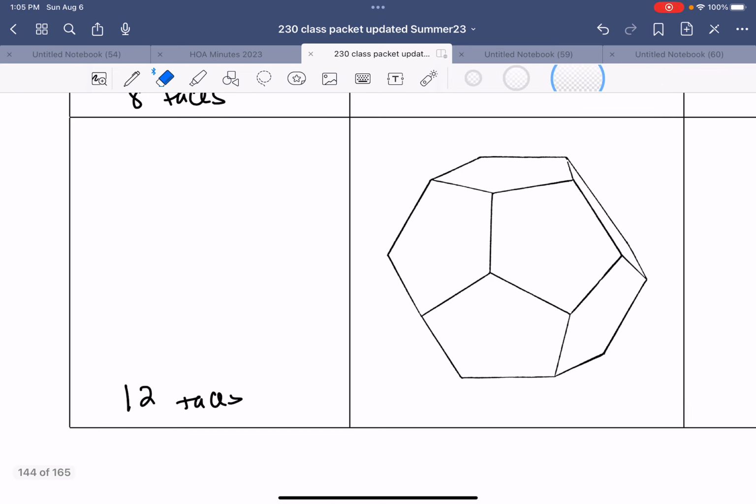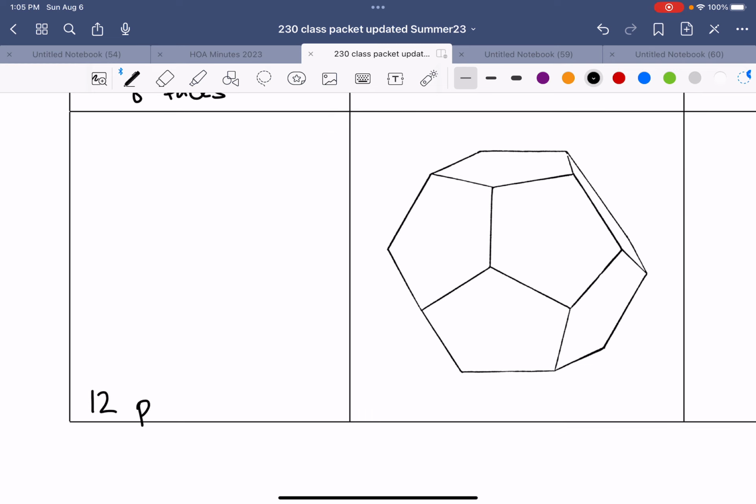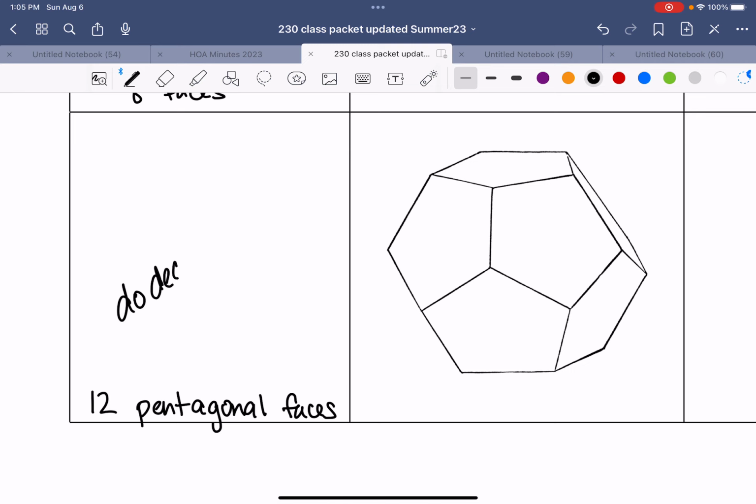Next is the one that I think looks like a deflated soccer ball. And in this case, each of the faces is a pentagon, a regular pentagon, and there are 12 of them. So these are 12 pentagonal, let's see if I can spell it right, faces. And because there are 12, 12 is dodec, just like a 12-sided polygon is a dodecagon. This is a dodecahedron. So dodecahedron. Okay, 12 pentagonal faces.